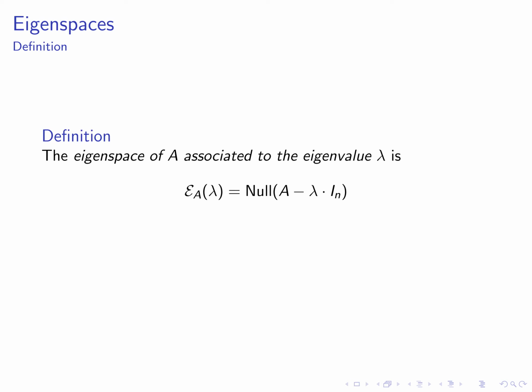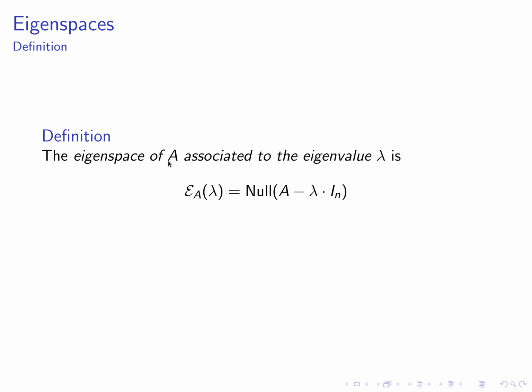So now we have the definition of an eigenvalue. A number lambda is an eigenvalue of a matrix A if the difference between A and lambda times the identity is a singular matrix. The question now is, what's the significance of the singularity of A minus lambda times the identity? To answer this question, we need to build the concept of an eigenspace.